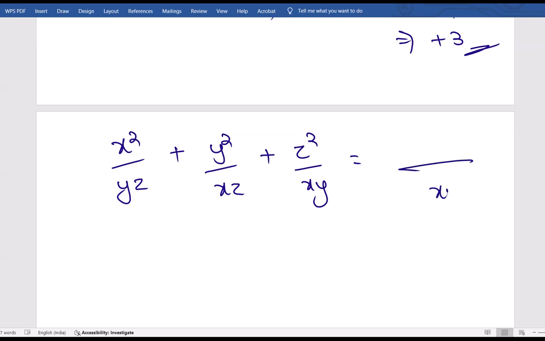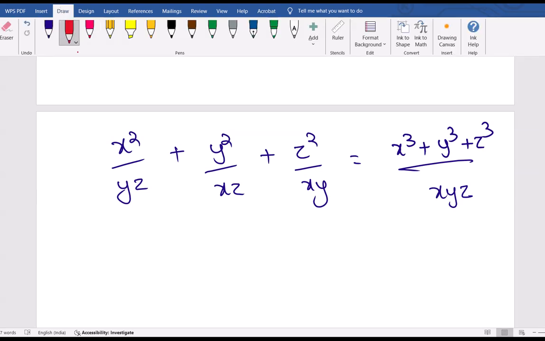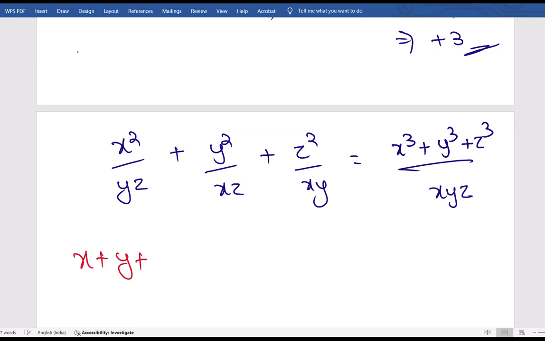Listen, if you take the LCM xyz, the numerator is x cube plus y cube plus z cube. Or else, the first term multiplied by x divided by x gives x cube divided by xyz, the second term multiplied by y divided by y gives y cube by xyz, right? The numerator is x cube plus y cube plus z cube. Now that numerator will be equal to 3xyz. Why, sir? x plus y plus z equal to 0, so x plus y equals minus z. Can I write like that?